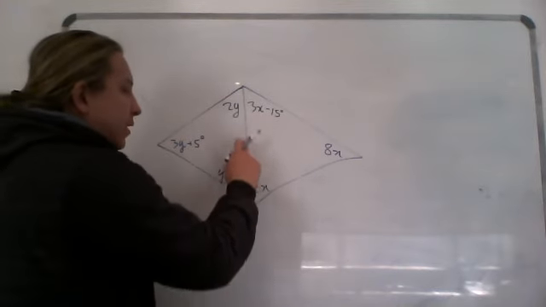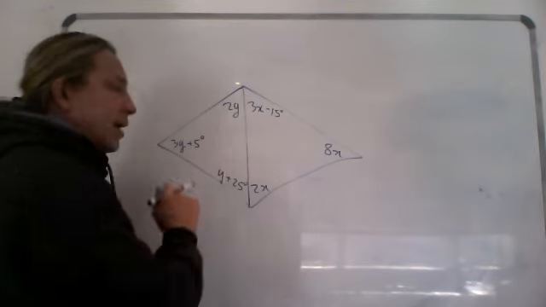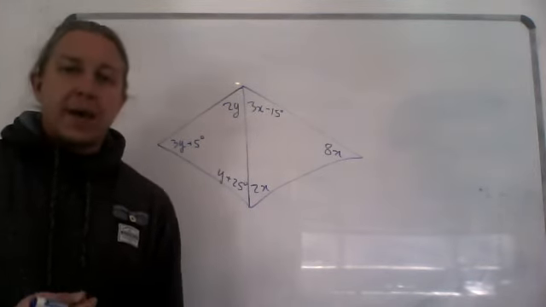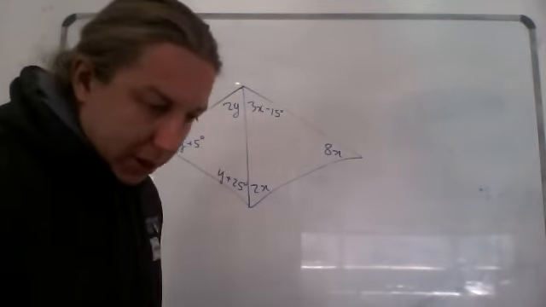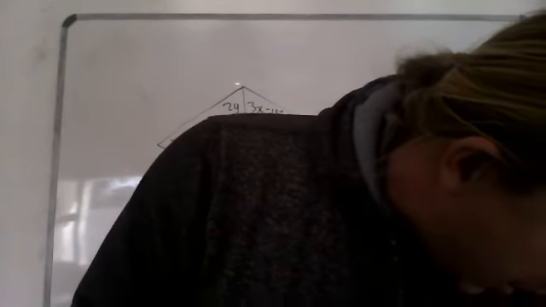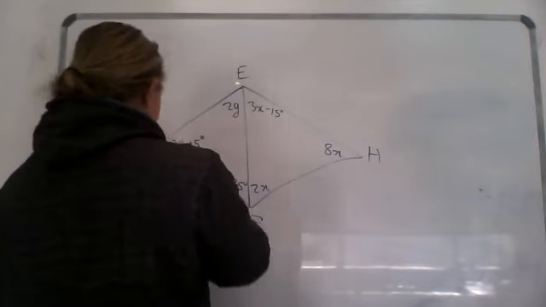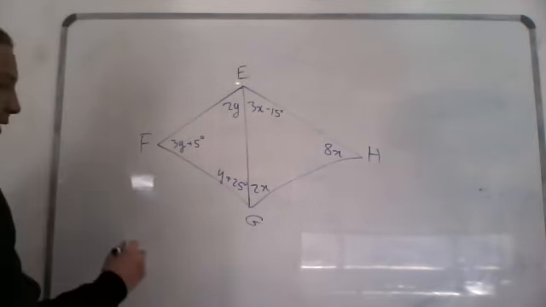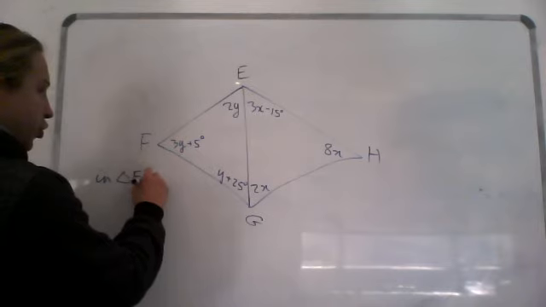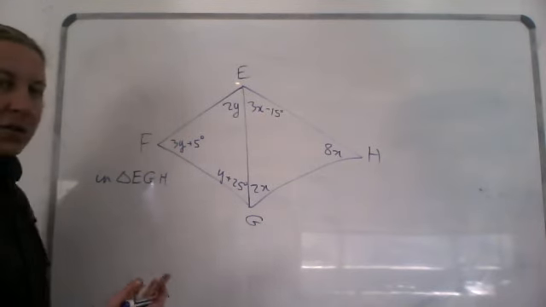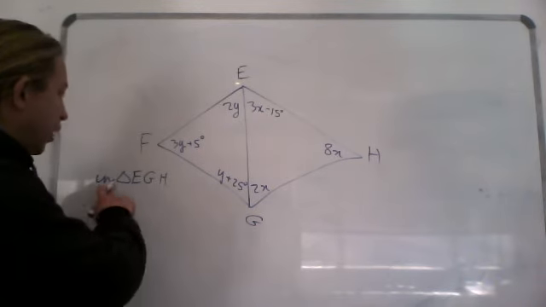If we look at this triangle, we see that it's all x's. If we look at this triangle, it's all y's. We know that all the angles in a triangle add up to 180 degrees, so let's do that. Let me just get the letters here: E, H, G, F. So in triangle EGH, it's nice to let the marker see which triangle we are working in.